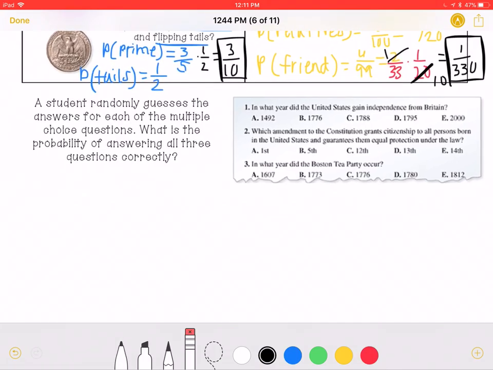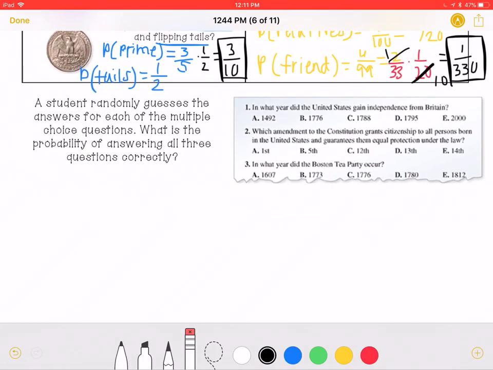All right. Last example here. A student randomly chooses the answers for each of the multiple choice questions. What's the probability of answering all 3 questions correctly? So if you take a look at this, multiple choice, each question has A, B, C, D, or E as an answer. So for each problem, you have 5 choices. Now, out of those 5 choices, how many choices are the correct answer? Only 1.